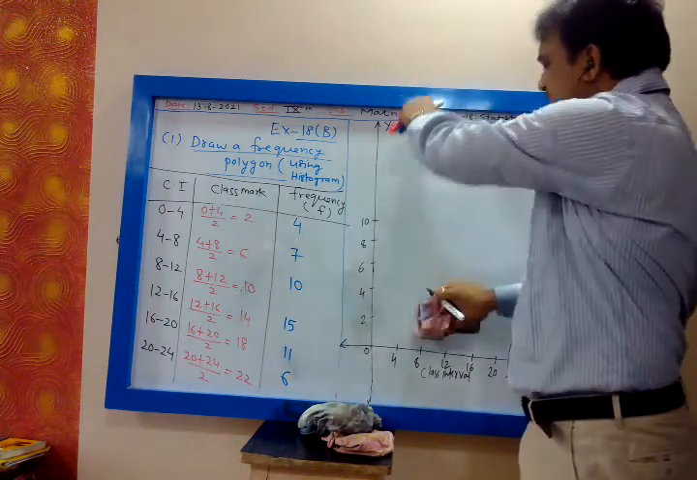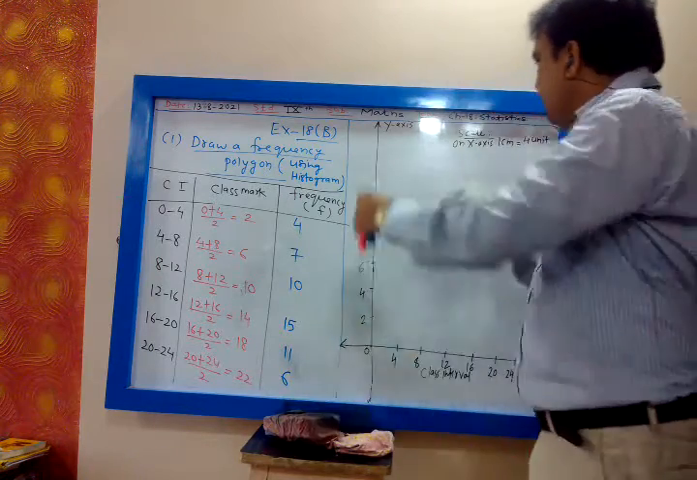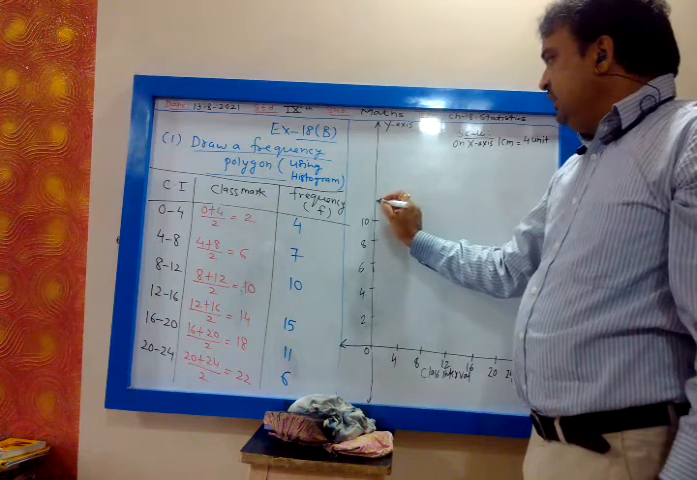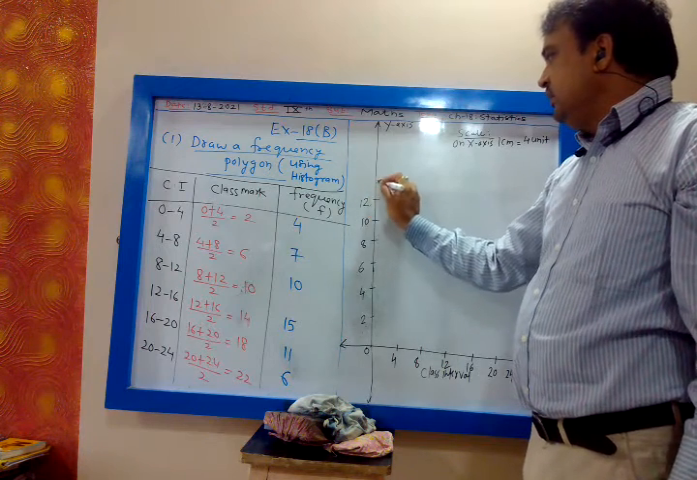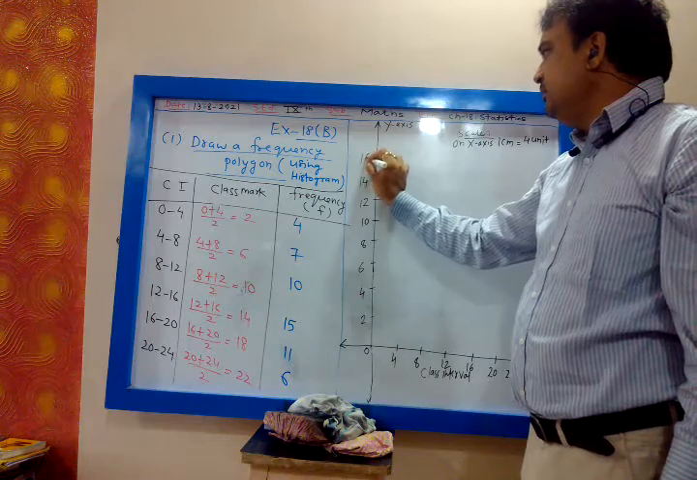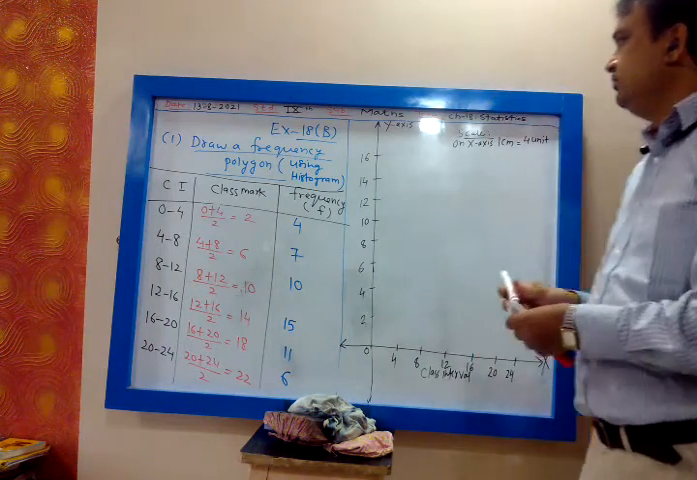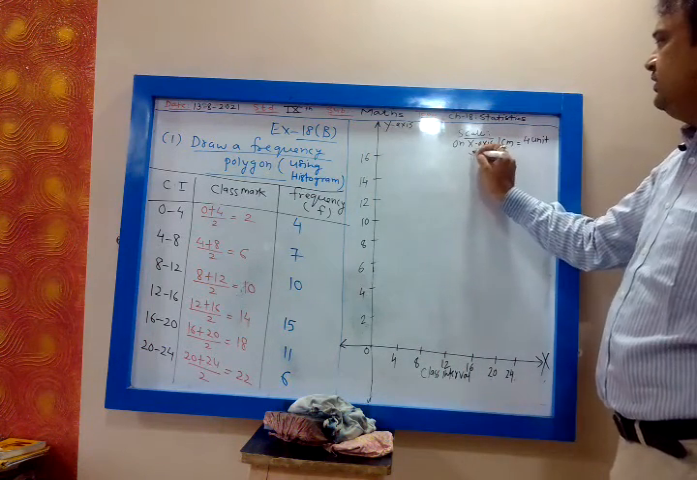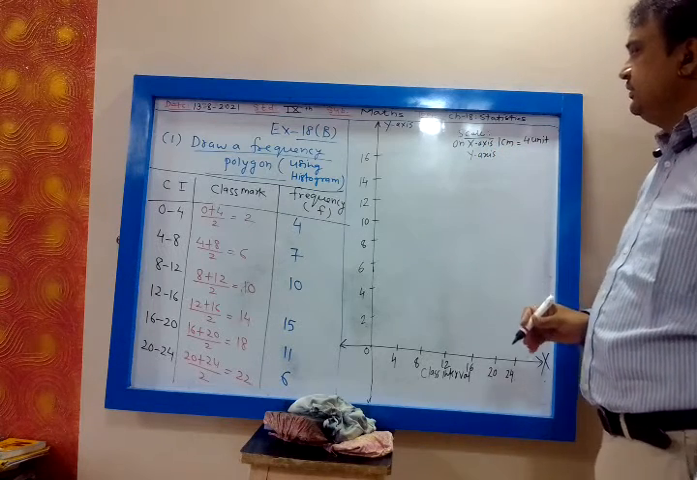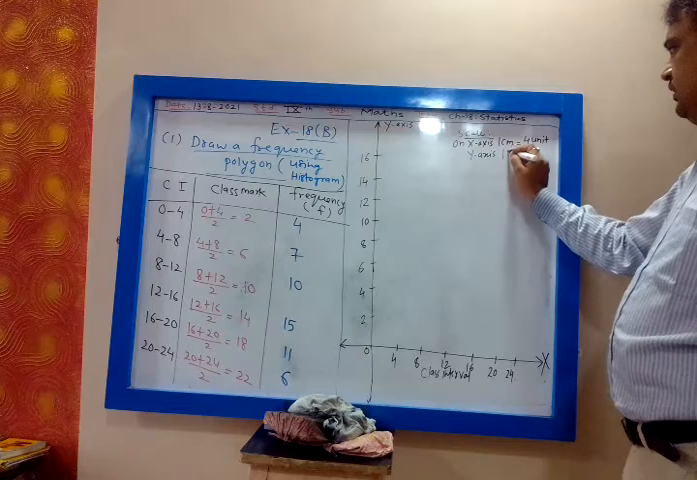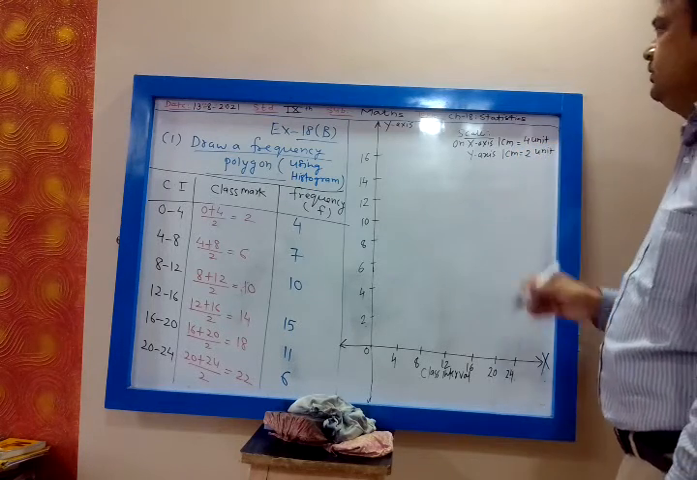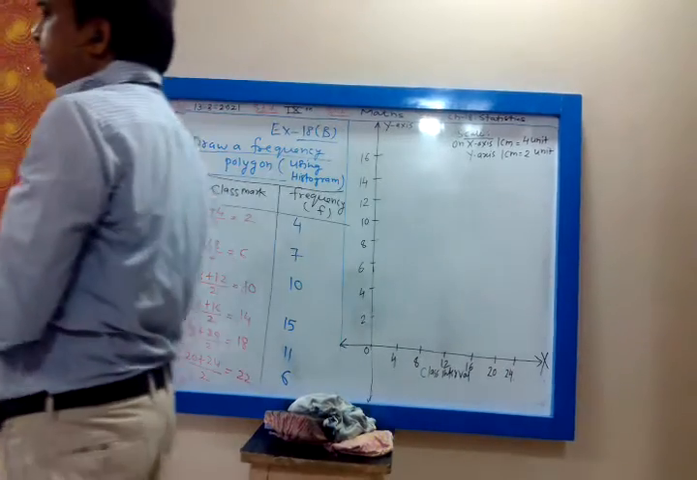How have we done it for the class interval? The same thing. 1 box for the class interval is 4 units. Then 10, 12, 14, 16. 16 is enough because 15 is my maximum frequency. So what will you write on the y-axis? 1 centimeter is equal to 2 units. This scale is equally important.